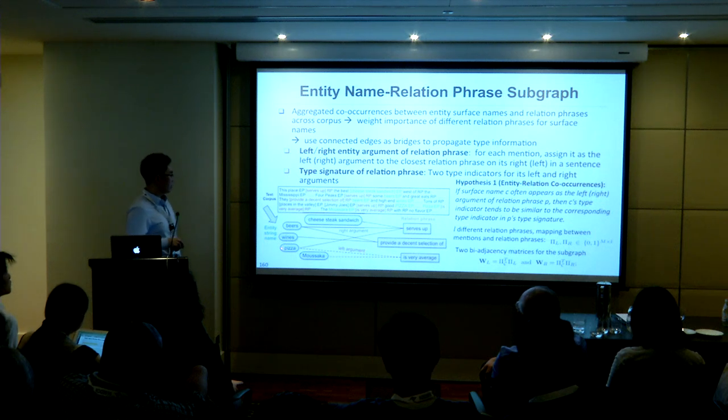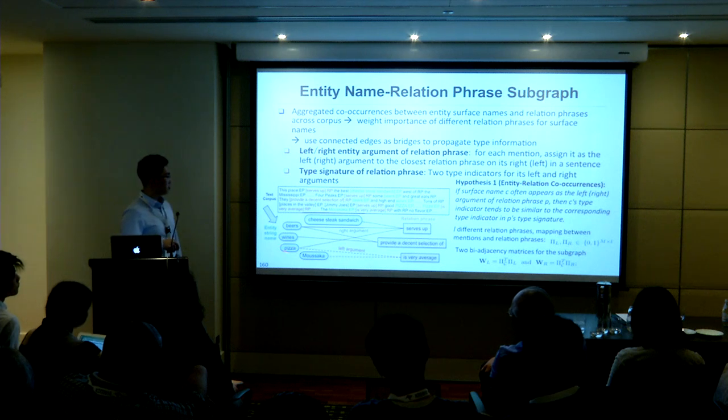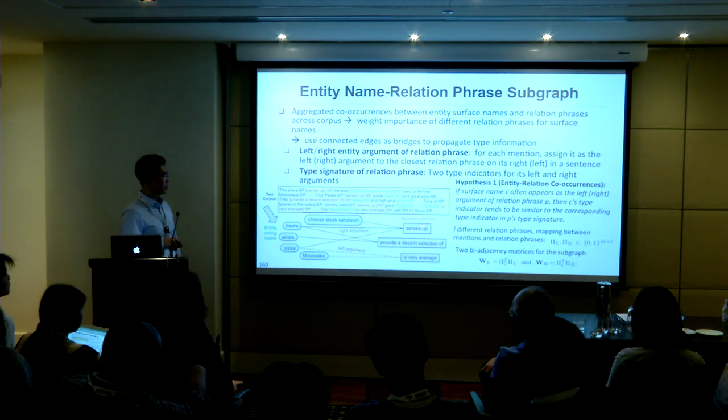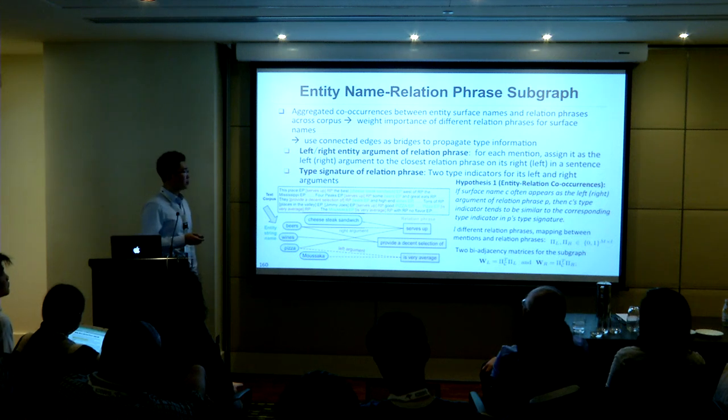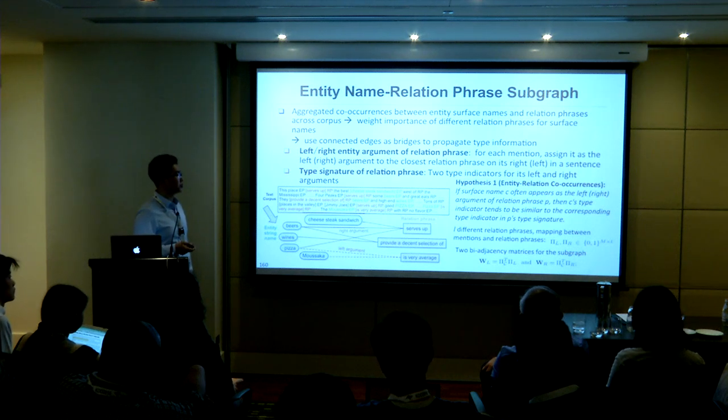And let's say in the knowledge base you can easily link pizza, wines, and beers to the food type. It's going to propagate through these relation phrases to other unlinkable entities like cheesesteak, sandwich, and moussaka. That's the basic idea of leveraging the co-occurrence between the entity names and relation phrases. So if we see entity names always co-occur with the relation phrases with very high probability, we're going to assign this high probability as the link weights in their relations.